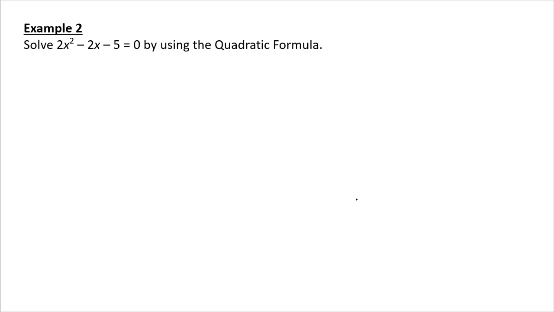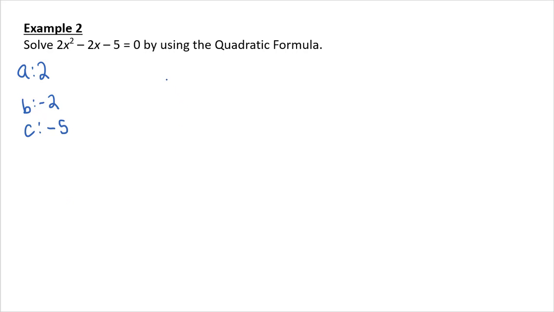Like, for example, this problem, you're not able to factor that. So we start plugging into our quadratic formula. Let's lay out our A, B, and C. A is the coefficient on the x squared term, so that's a 2. B is a negative 2. C is a negative 5.